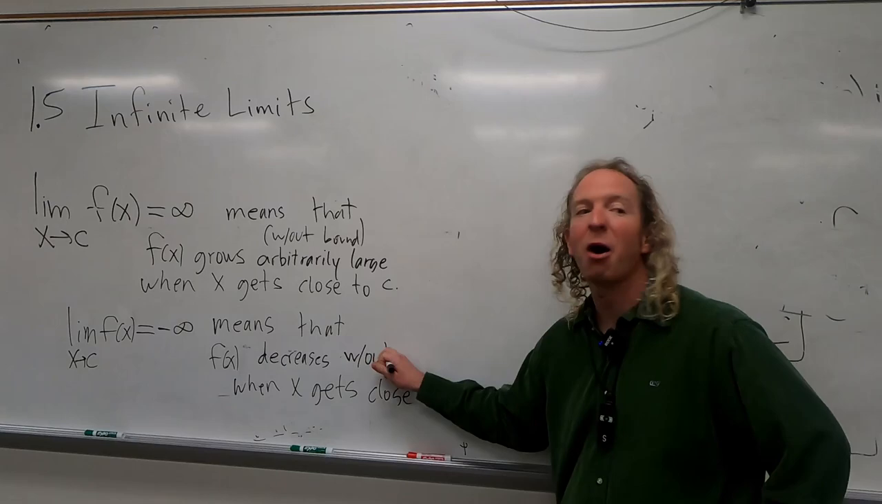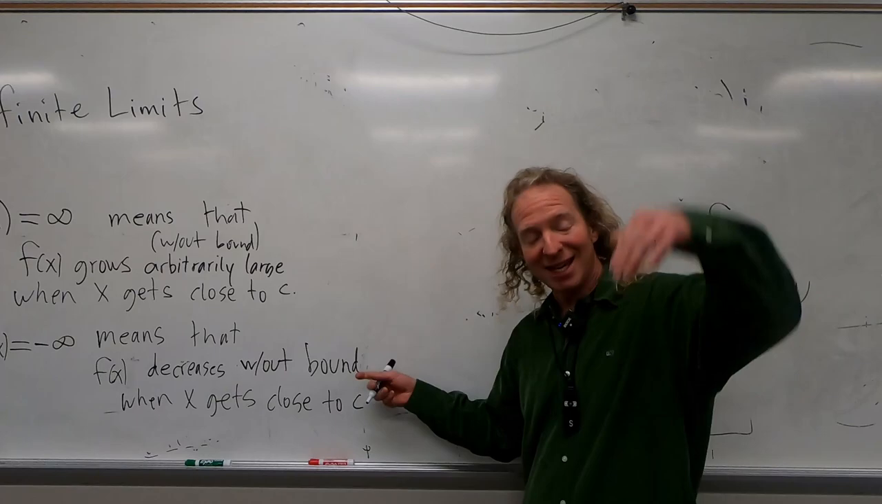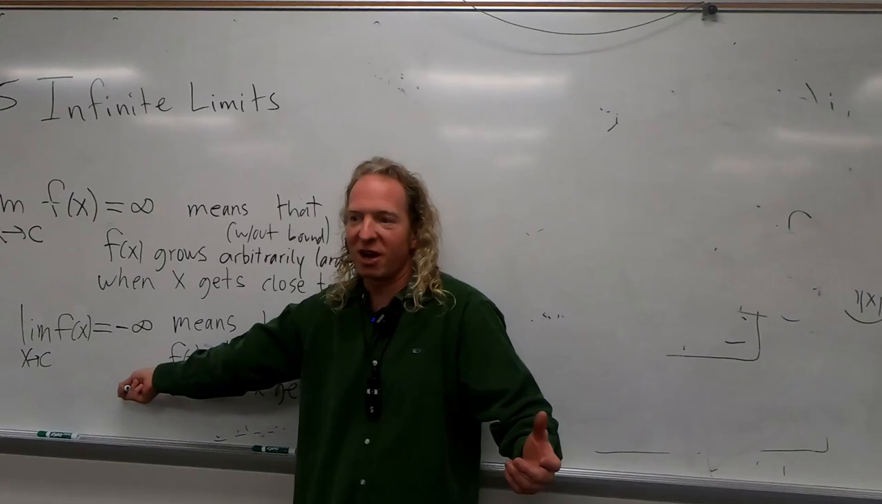Or you can say gets small. I just think of it as it gets small, it goes down forever. So basically this means the y value goes up forever, and this means it goes down forever. That's it, that's the whole section in theory, almost.